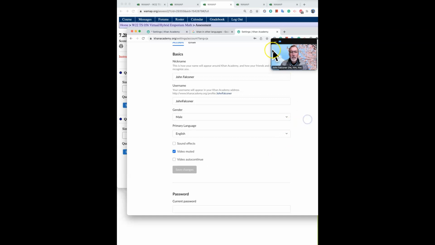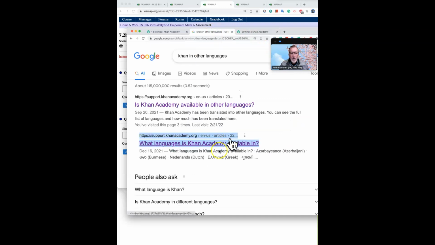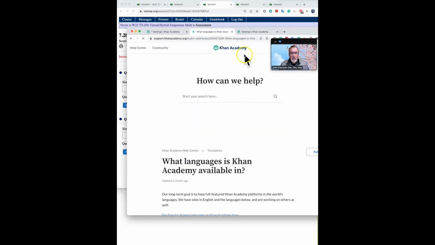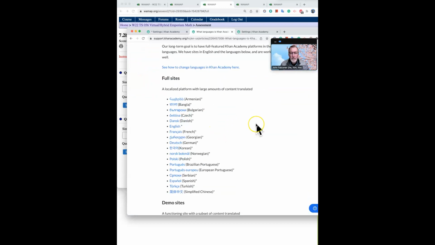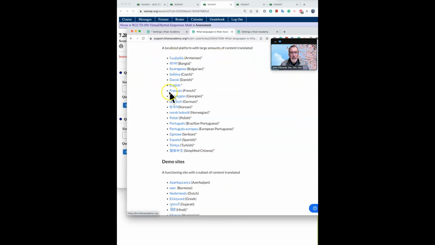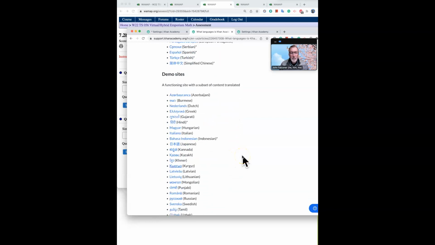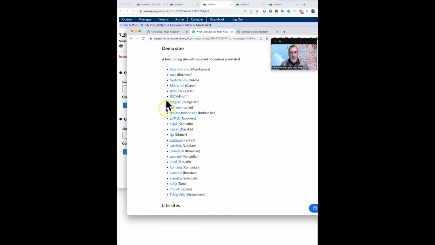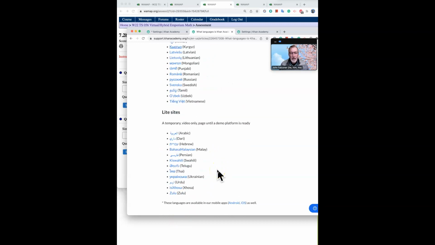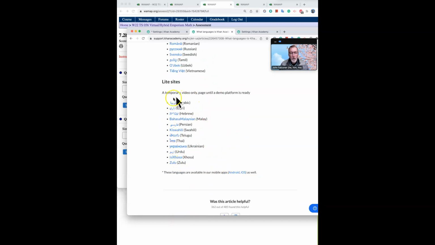And then there are also links to where you can learn in other languages. And that's just the math lessons. So they have full sites where all of the math is translated in these languages. They have demo sites where most of the math content has been translated into these languages. And then they have light sites where some of the lessons are available in these languages. This link is in every module that I made in Canvas. So if you go there, you can see that.